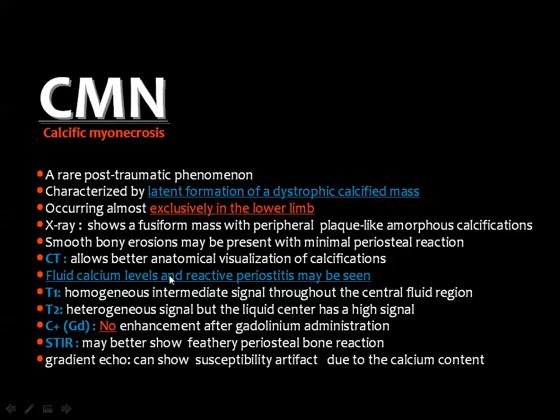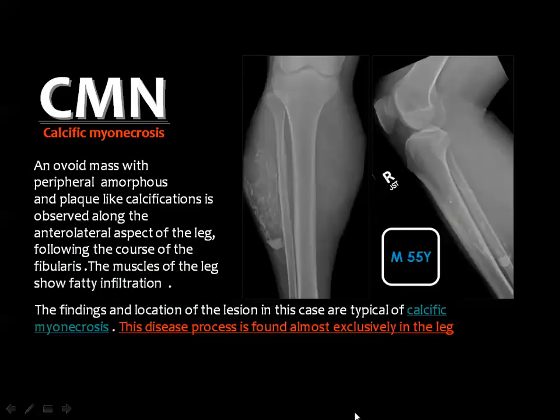Fluid calcium levels and reactive periostitis can also be seen. On T1, the lesion is of intermediate signal, and on T2 it is high signal. If you inject contrast, this lesion will not enhance. Sometimes you see calcium by gradient echo, and the STIR image will show the periosteal reaction and the high signal intensity of the lesion.